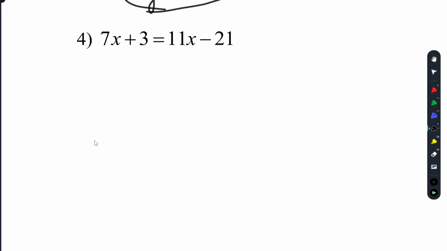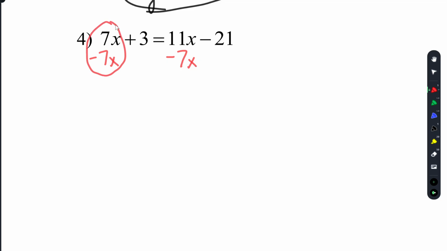And then this guy, I put this one on here because you can't combine anything yet on either side, but you've got to scooch stuff around. Some of you are obsessed with having x on the left side, which, whatever, that's fine. I like the positive x's. So I'm going to move the 7x to the right side. I'm going to subtract 7x and have it on that side because then I don't have negative numbers, right?